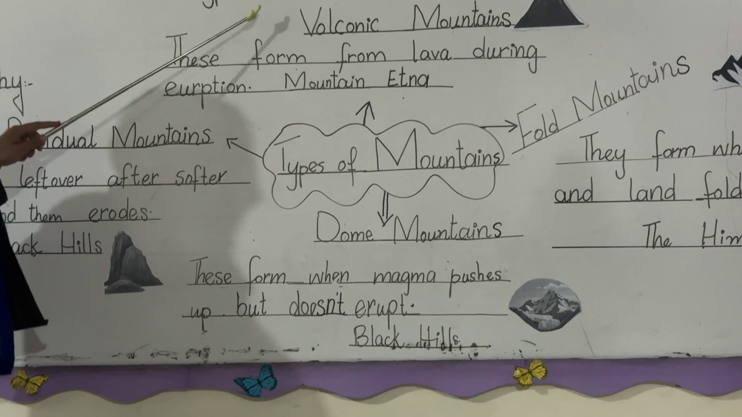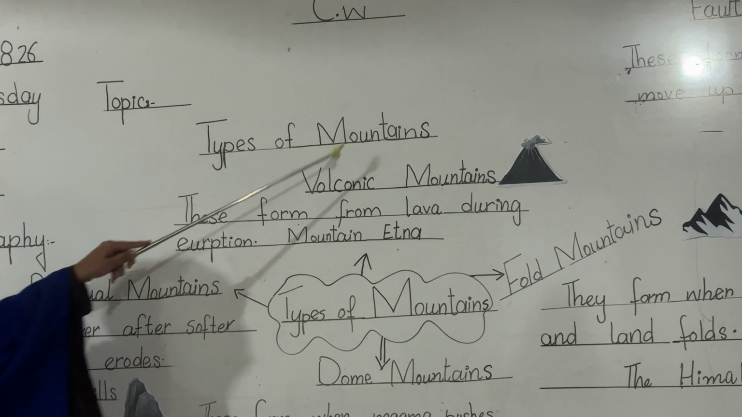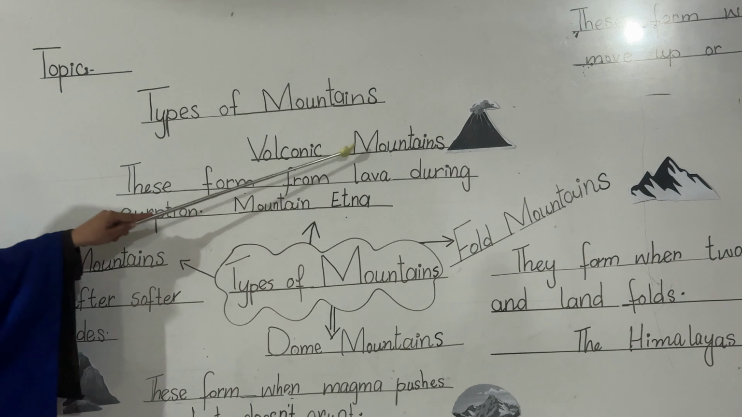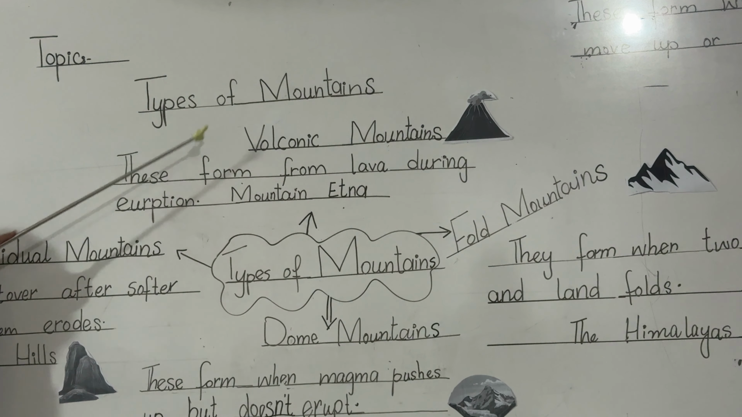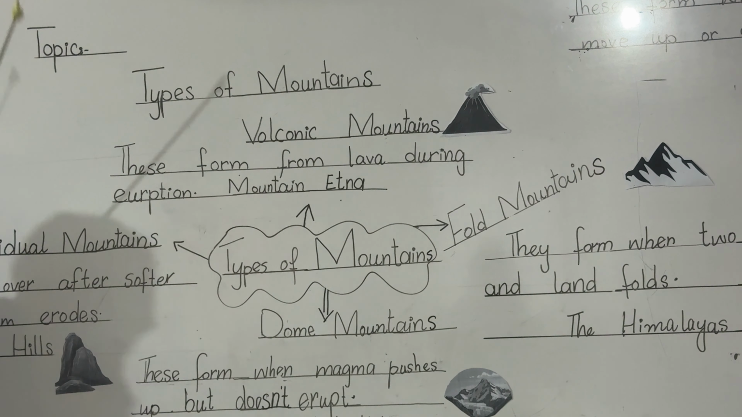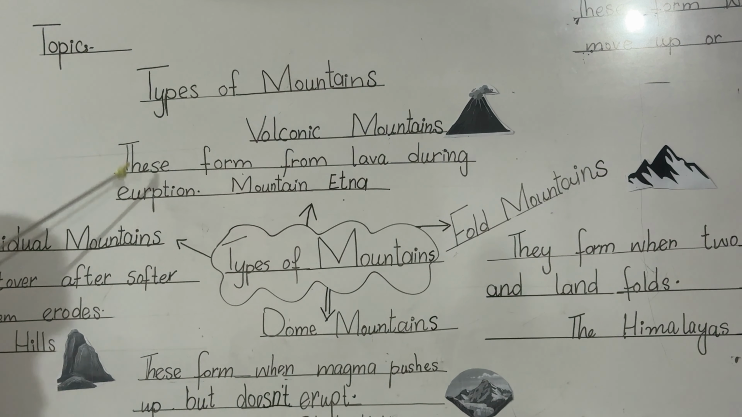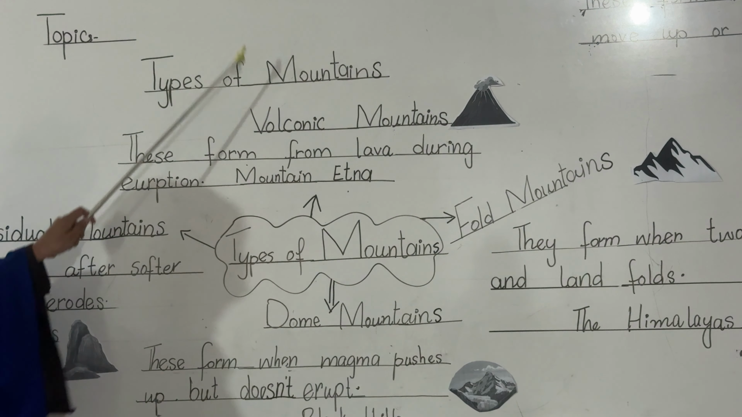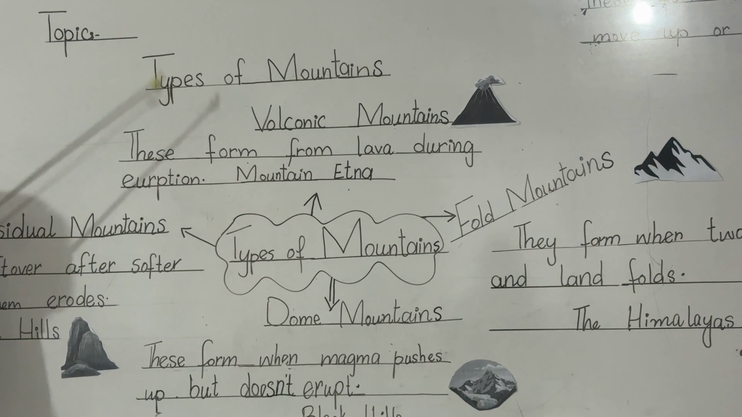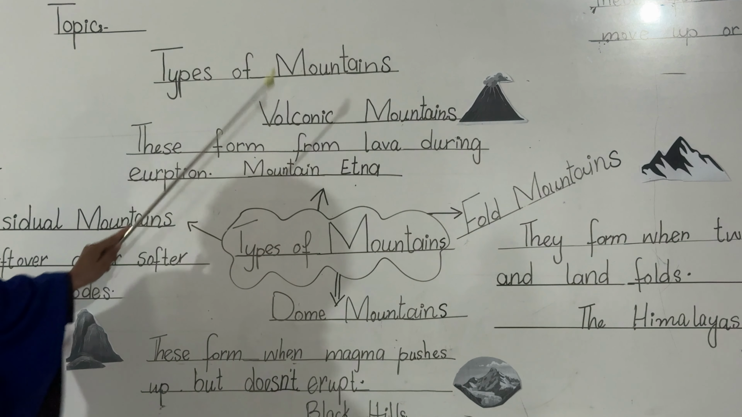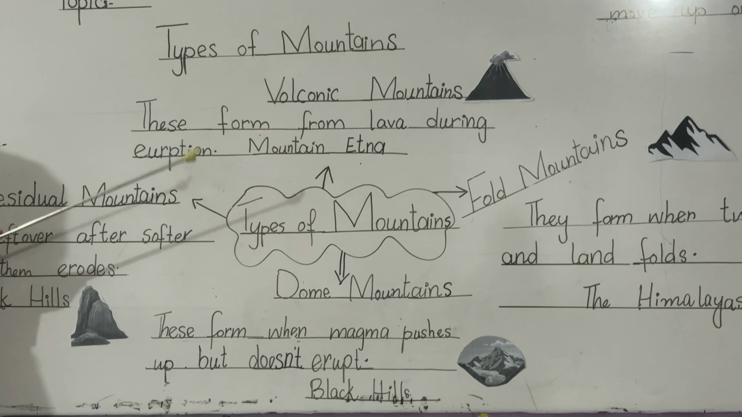Let's come to the last type of mountains, volcanic mountains. What is the type of these mountains? These form from lava during eruption, meaning that when lava is formed during eruption, then the volcanic mountains are formed. The best example of the volcanic mountains is Mount Etna. You can search about Etna.